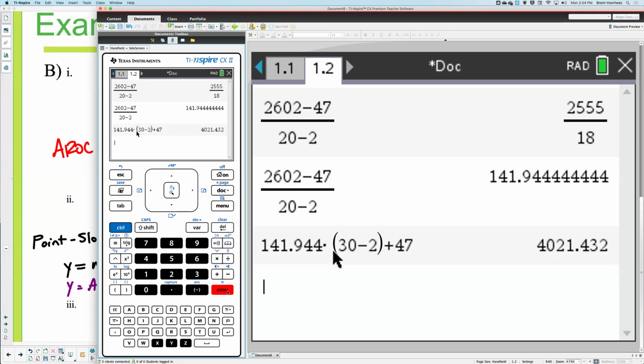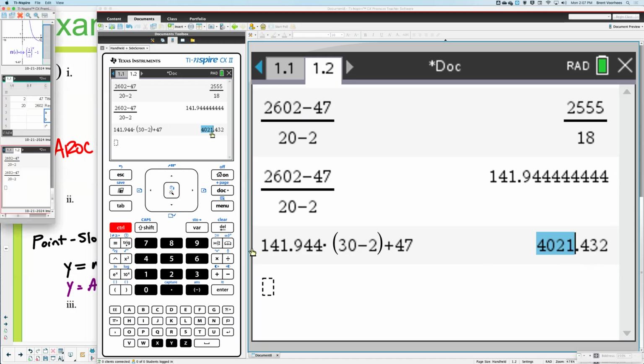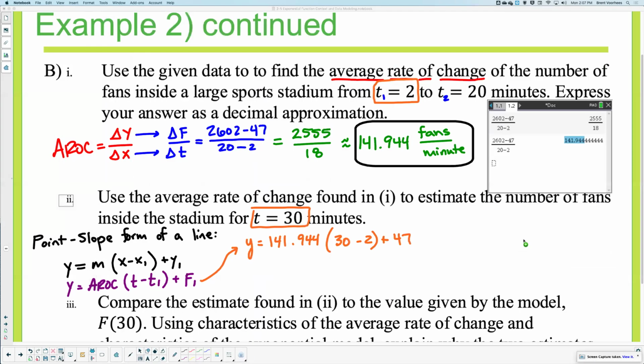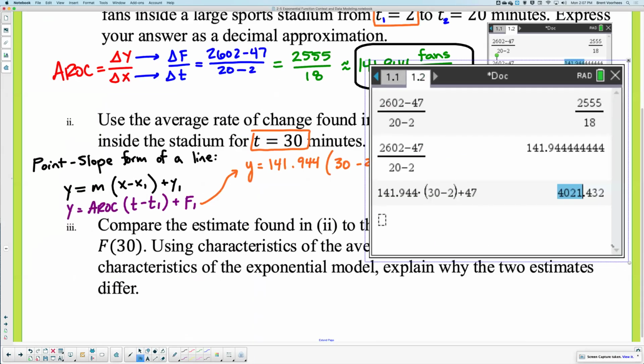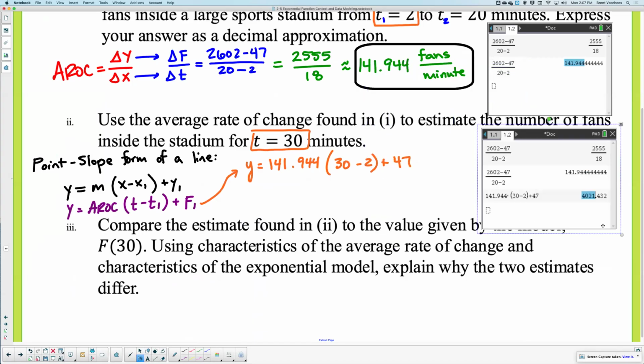4,021? Very good. And why do we not need a decimal in this one? Because it's people. When we're trying to estimate the number of people, not the average rate they're coming in, but just how many people are inside the stadium, would we ever have 0.432 of a person inside the stadium? No. So we'll say 4,021. That's our estimate. 4,021 people in the stadium at t equals 30 minutes.